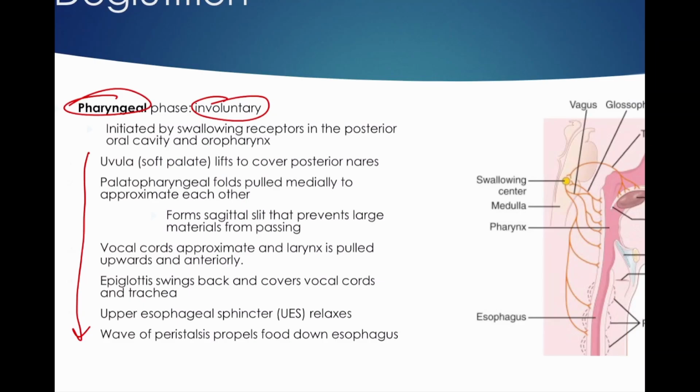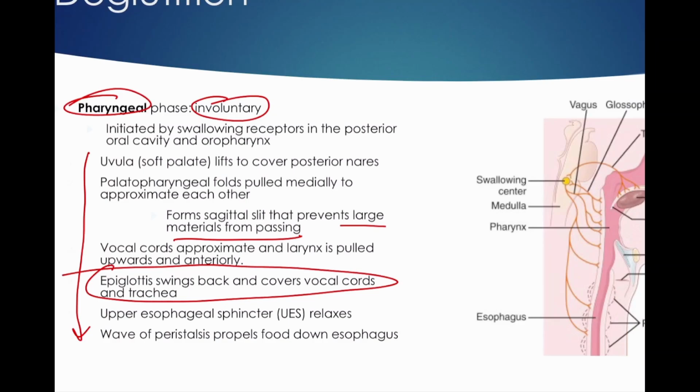We have palatopharyngeal folds pulled medially to approximate each other. This prevents large materials from passing through. Vocal cords approximate. Larynx is pulled upwards anteriorly. Epiglottis swings back and covers the vocal cords and the trachea. So you don't swallow and aspirate the food.